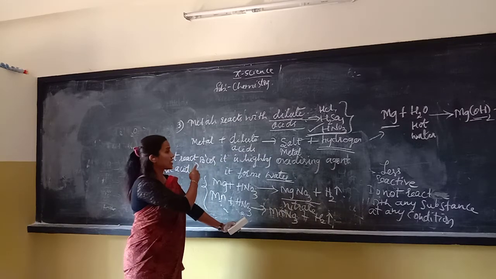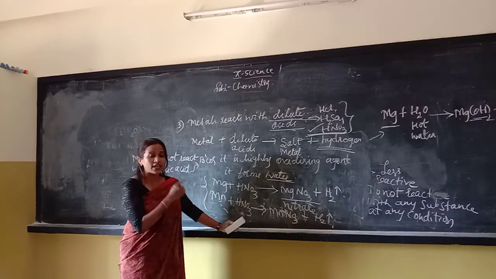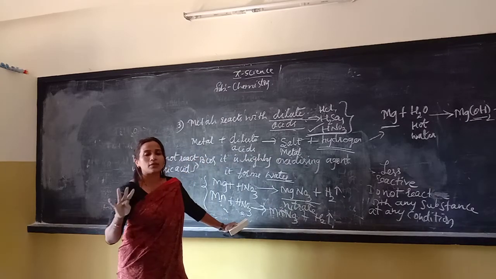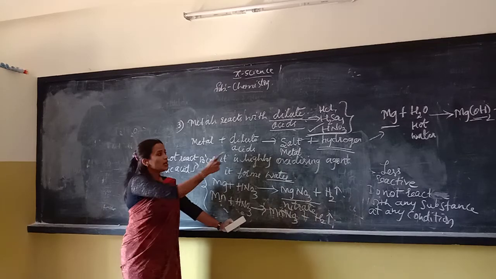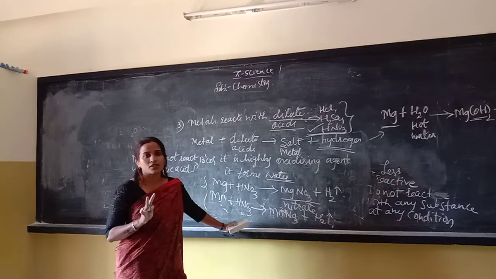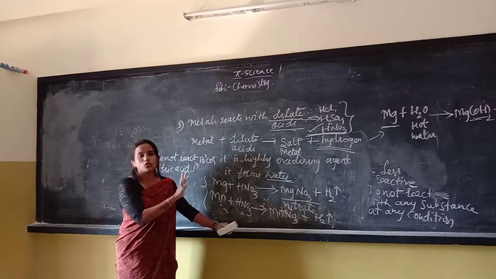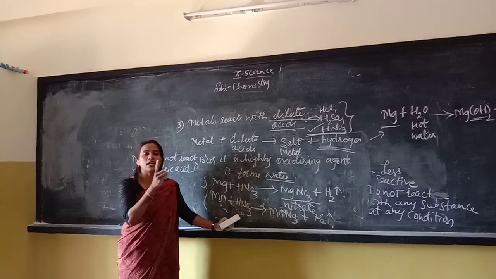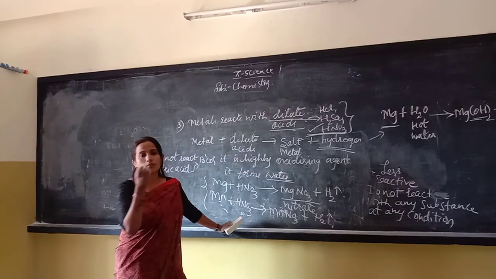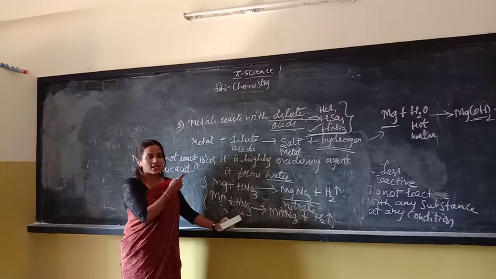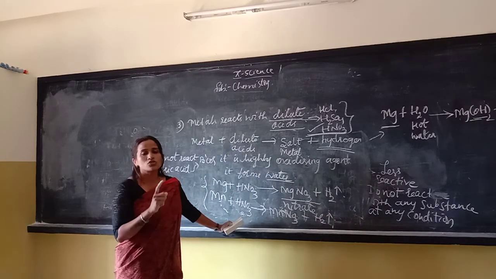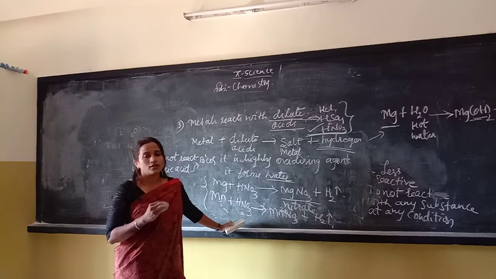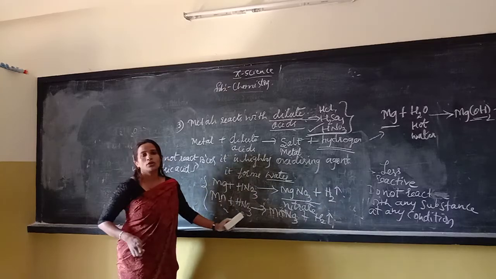The third chemical property is when a metal reacts with acids. Dilute acids, not concentrated. Hydrochloric acid and sulfuric acid can react with any of the metals and form hydrogen gas and a salt as products. But nitric acid does not react in this way, because it is a highly oxidizing agent and forms water. But in this reaction we need hydrogen as a product. So none of the metals react with nitric acid except these two metals.